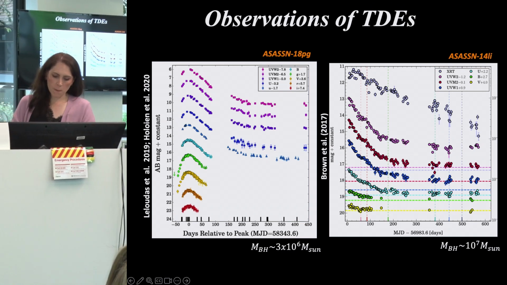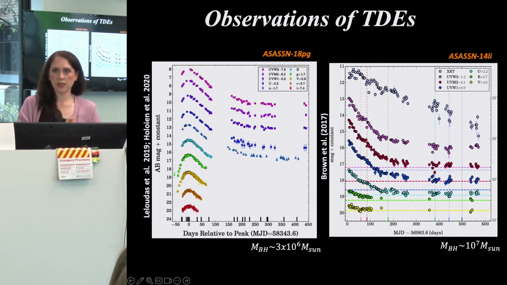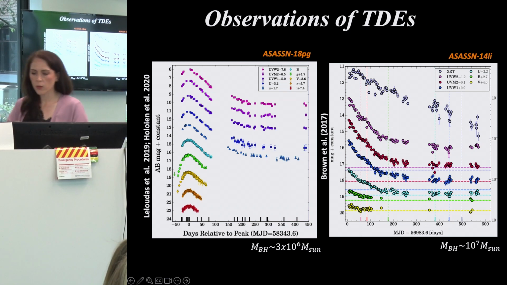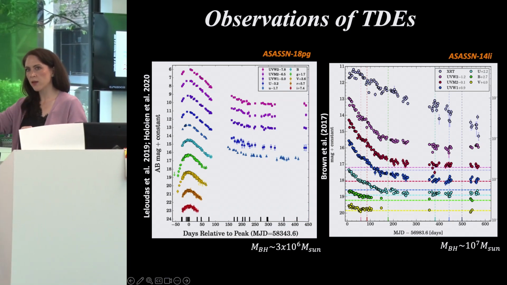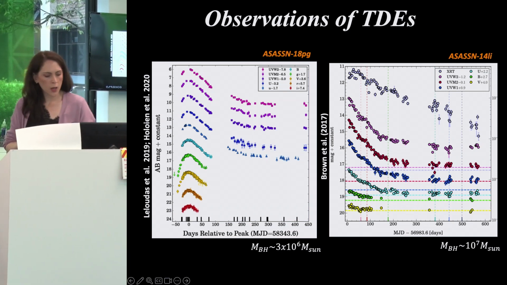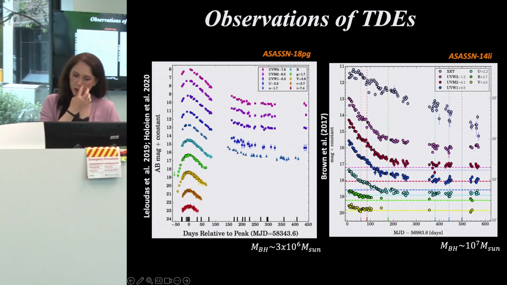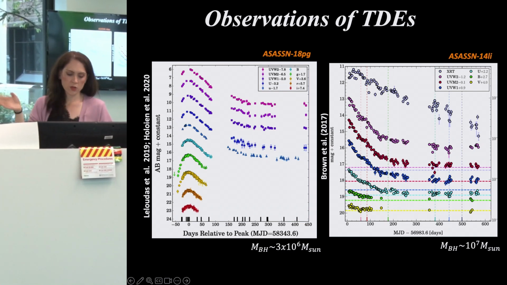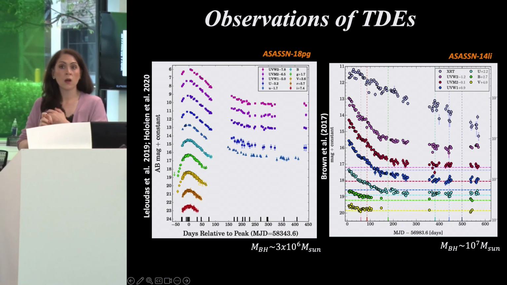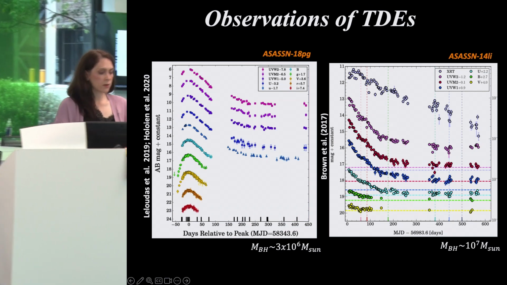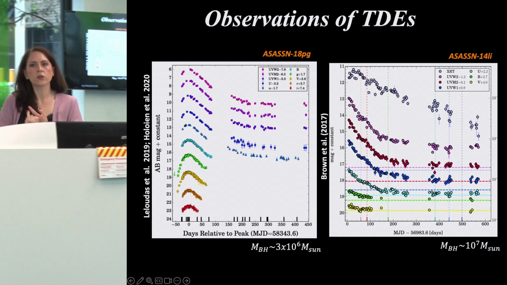And so when we model these events, when we see this very smooth rise and then smooth decay that we're looking for, we model essentially this evolution. This allows us to determine the star that was being disrupted by the black hole, and also the black hole mass.